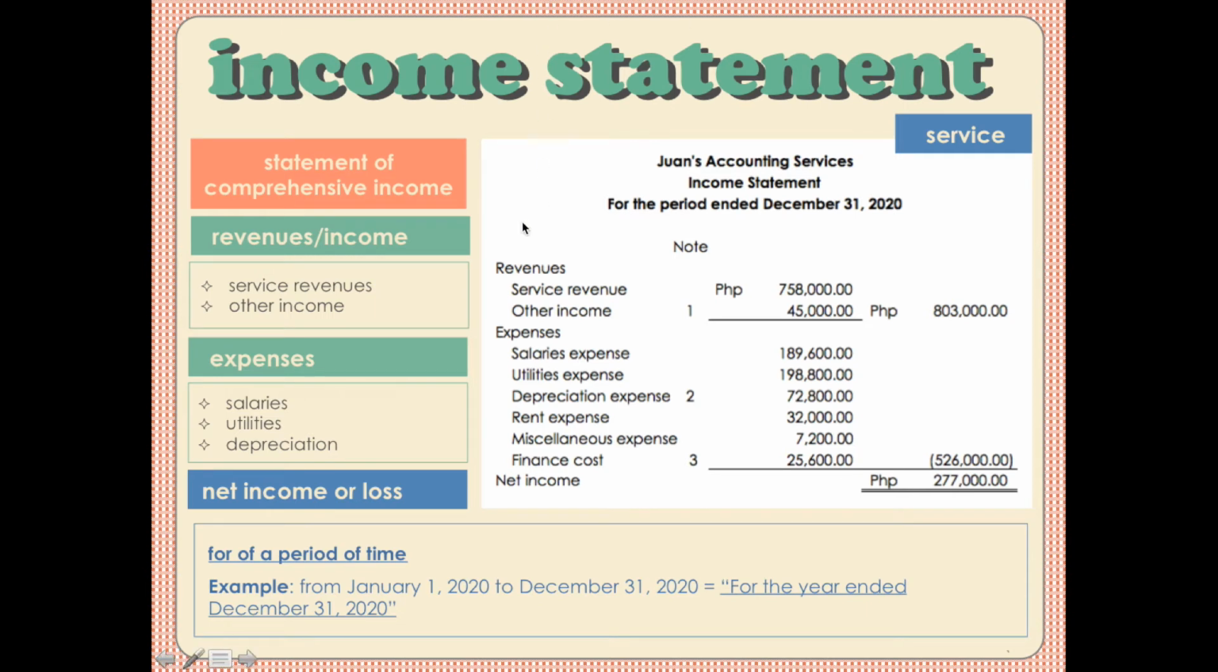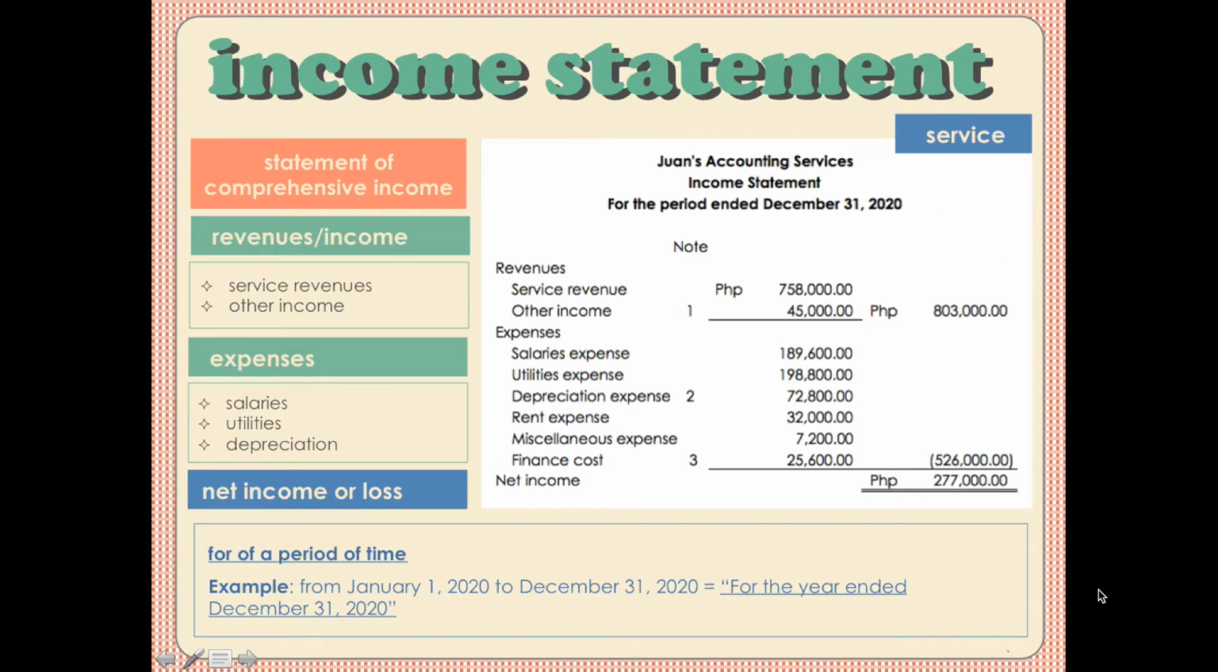Here is a sample of an income statement for a service type business. All revenues or income are listed first, followed by all the expenses. Then, deducting all the expenses from the total income would provide us the net income or loss for the period. Again, the income statement presents amounts for a period of time, in this case, for the period ended December 31, 2020, which is also indicated in the header over here.